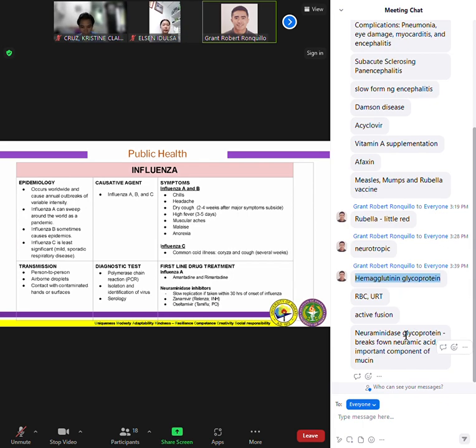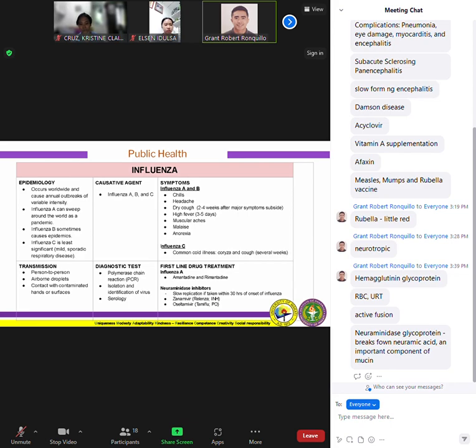So para saan po ang mucin, Miss Idulsa? Function to defend against bacterial and fungal infections, sir. Glycoprotein. So, okay. Meron tayong mga neuraminidase glycoprotein. Ibig sabihin, binibreak niya yung neuraminic acid na component ng mucin. Ano po ba yung mucin? Mucin, ito yung magiging sipon ninyo. Mga mucus ninyo. Important component siya ng inyong mucus. Okay?